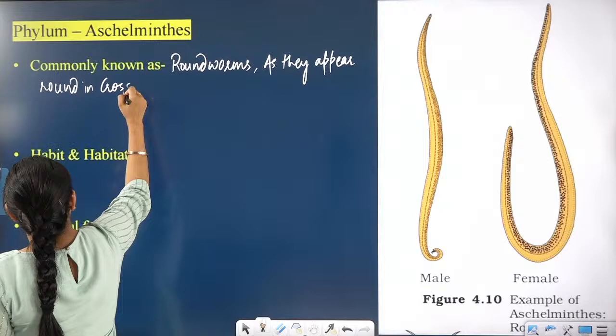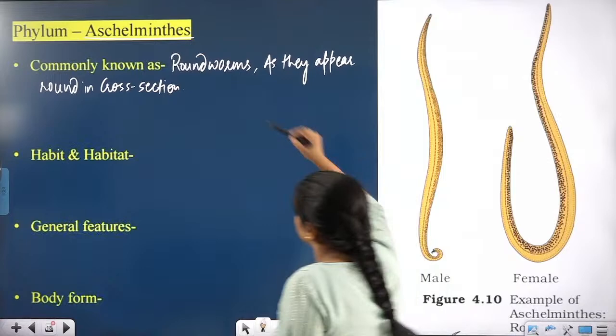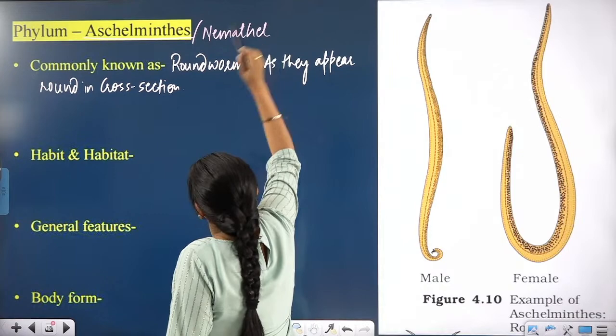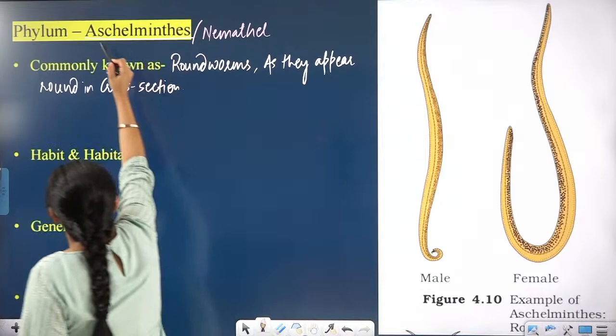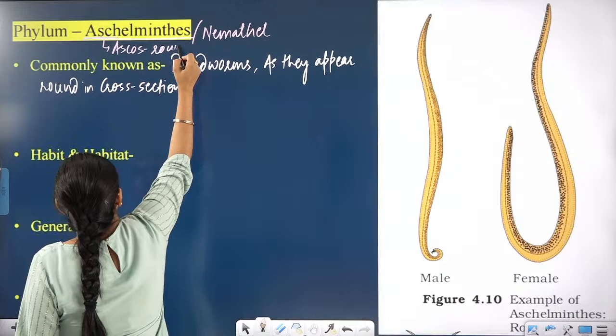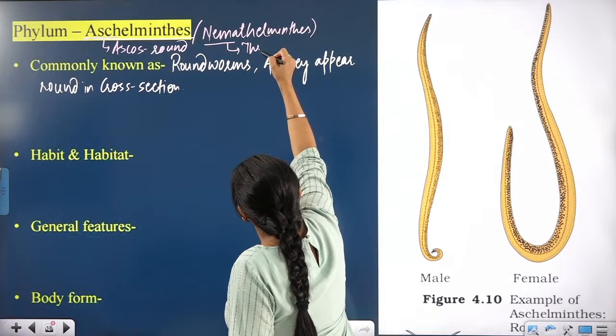Alright. So Aschelminthes are also known as Nemathelminthes. So whenever you see the term nematodes, you might get confused. What are these worms? To which phylum do they belong? So nema means thread. Asco comes from ascos. Ascos means round. And I am telling you, they are also known as Nemathelminthes. Nema here means thread like. So yes, they are thread like.